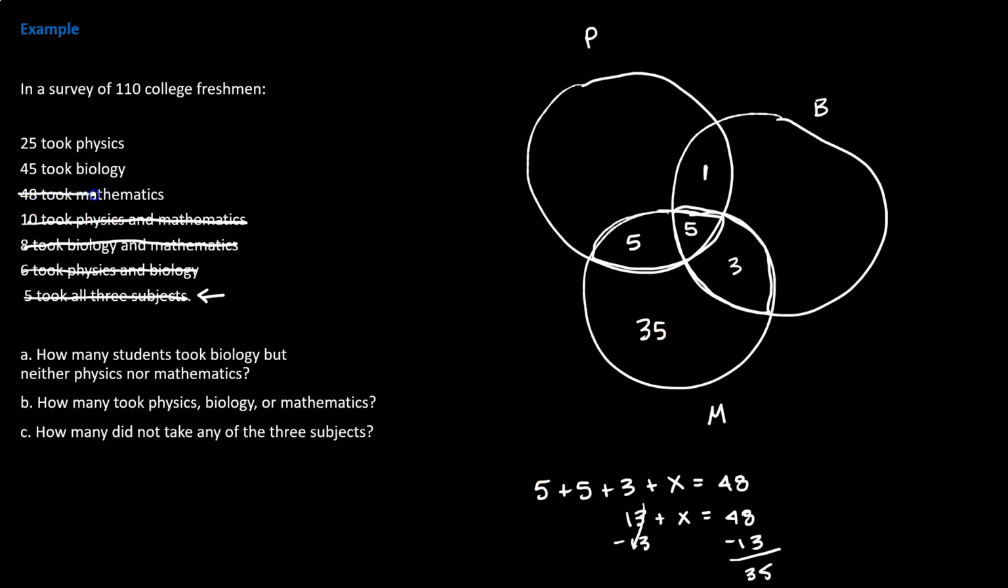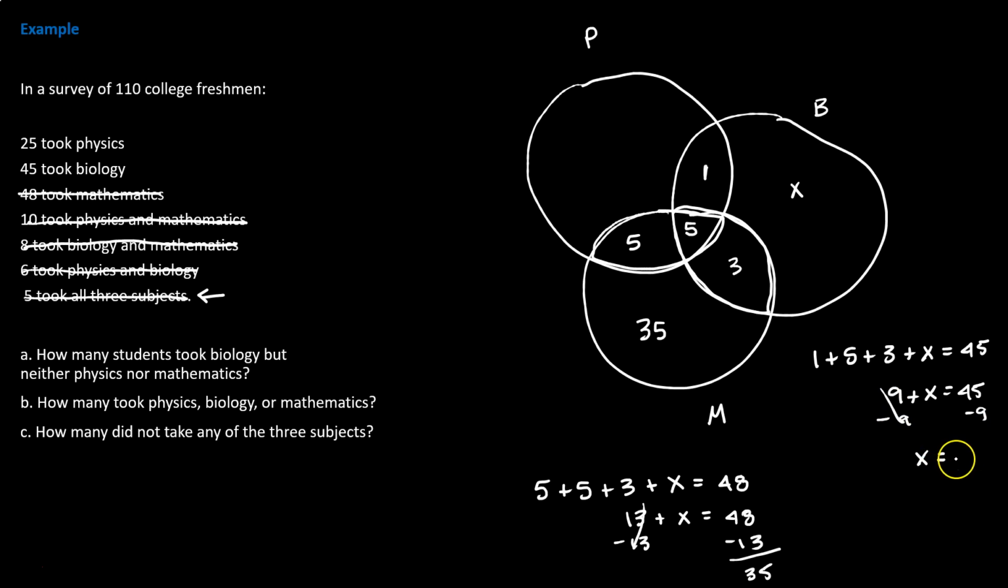Okay, and we need to look at the biology circle next. We know that there should be 45 students inside of the biology circle. So I'm going to use the numbers that are already showing up, 1, 5, 3, plus the X we're looking for, that needs to equal 45. So we add our numbers together, we get 9 plus X equals 45. Subtract 9 from both sides so that we see X has to equal.